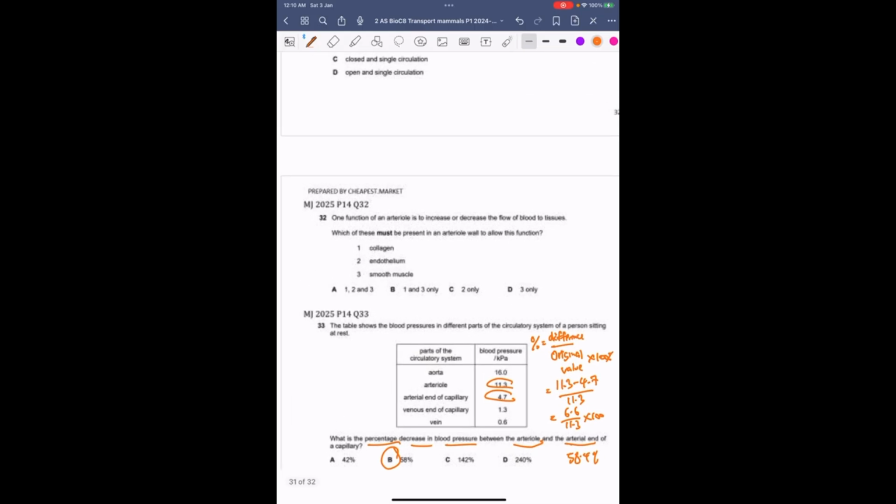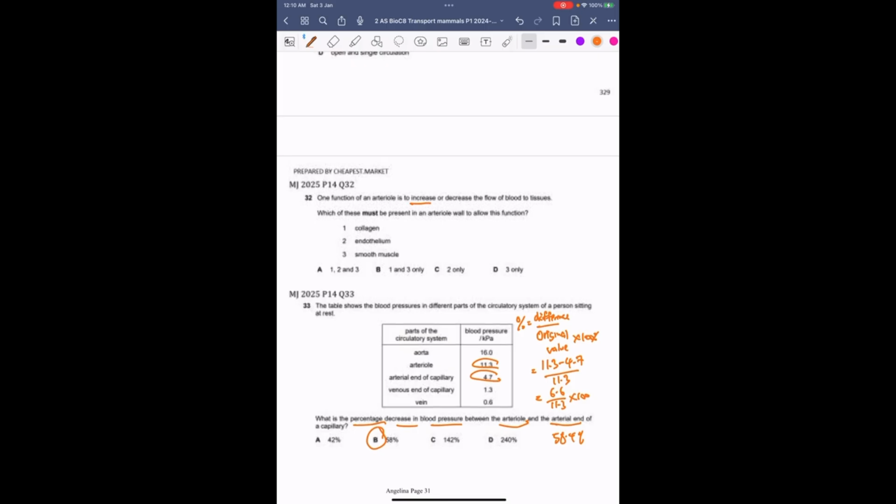And then for this one, the function of the arteriole is to increase or decrease the flow of blood to the tissue. So this increase or decrease is actually referring to what? Increasing the blood flow to the tissue is vasodilation, which is when you dilate the blood vessel. When you want to decrease the blood flow to the tissue, you are doing vasoconstriction.